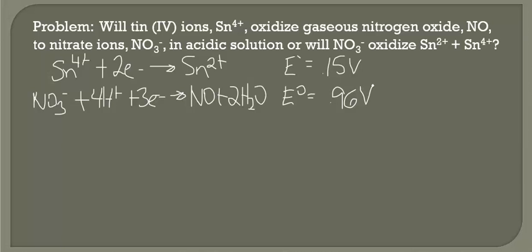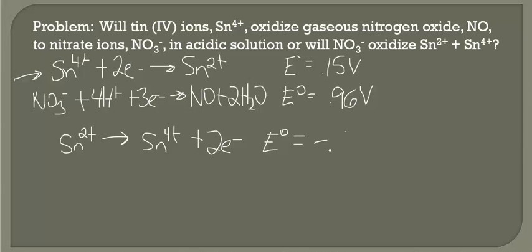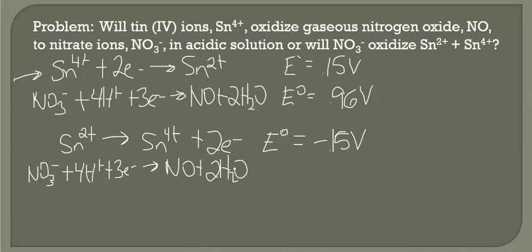Again, we want a spontaneous reaction, which means the standard cell potential is positive. I'm going to have to flip one of these equations around, and what I'm going to flip is the tin. And so the standard reduction potential becomes negative 0.15 volts. The nitrate, keep the same. So the standard reduction potential is still 0.96 volts.